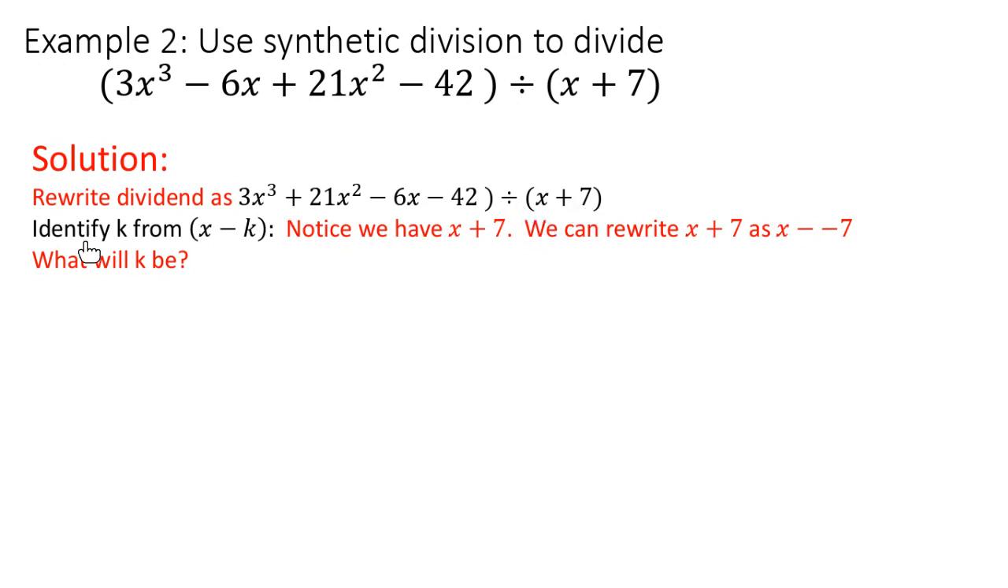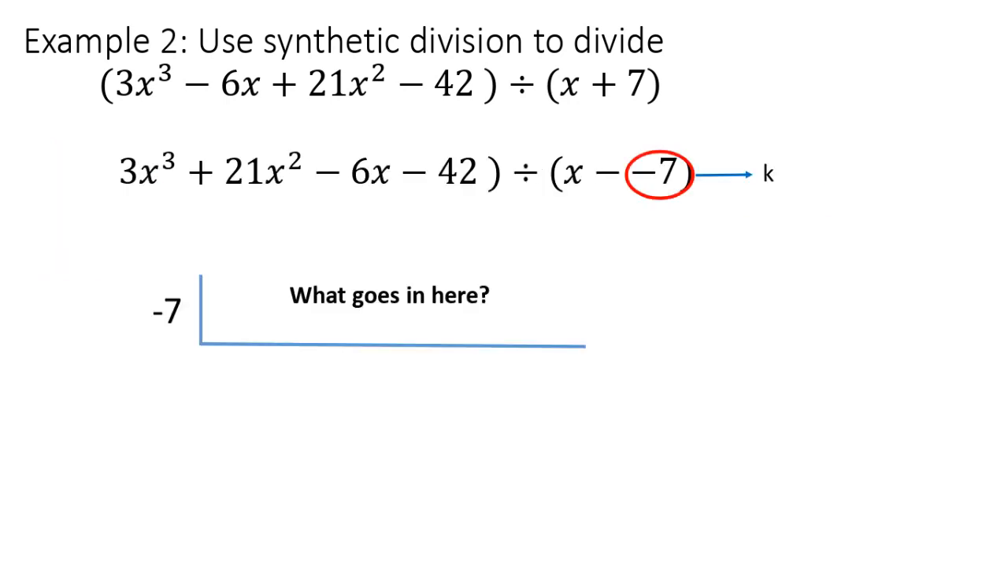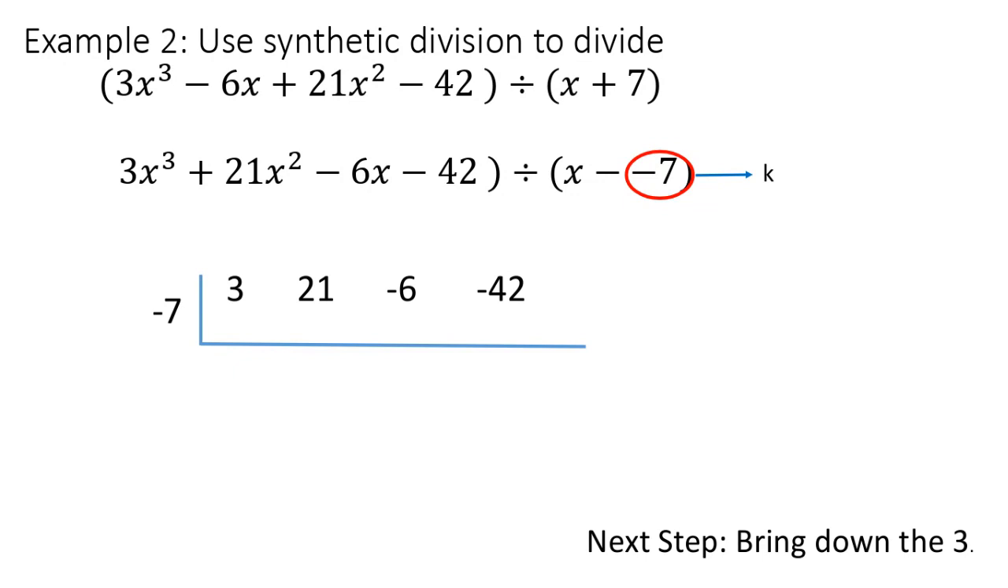Now we need to identify k from x minus k. So notice that we have x plus 7. Well, I can rewrite x plus 7 as x minus negative 7. So in that case, what will k be if I have it written as x minus negative 7? So from here, we can see that k is actually going to be a negative 7. Okay. So now we put in the coefficients. 3, 21, negative 6, negative 42. Bring down the 3.